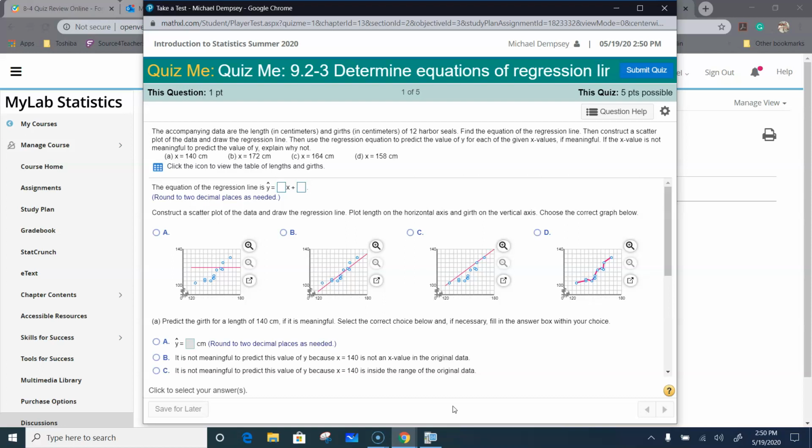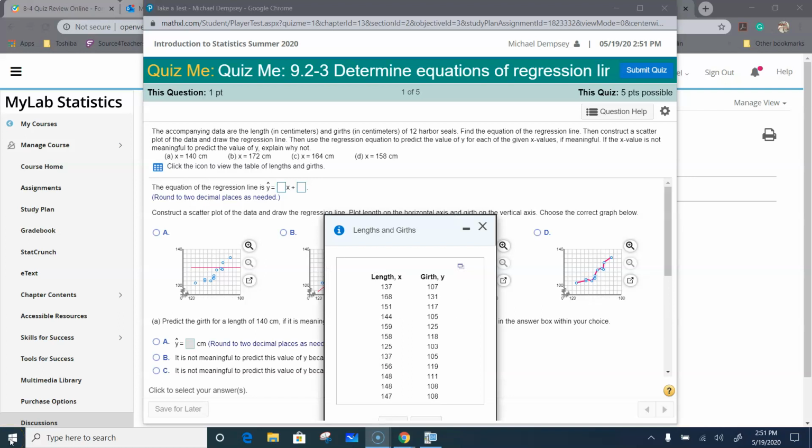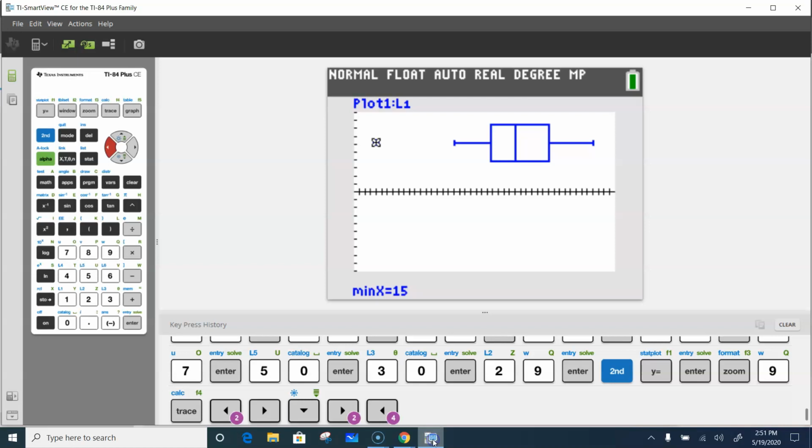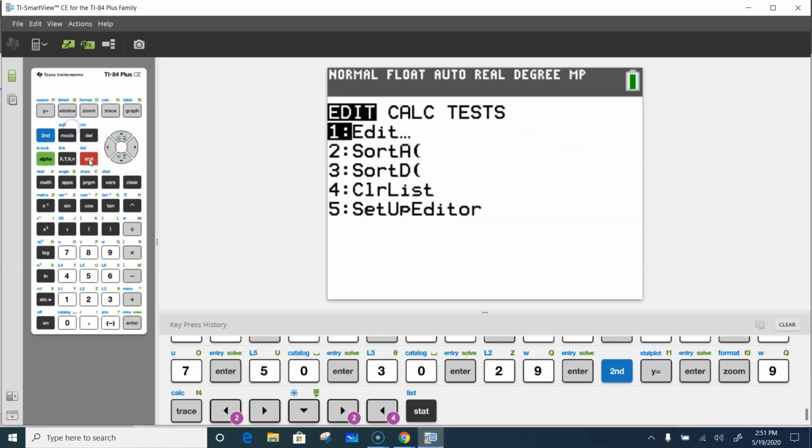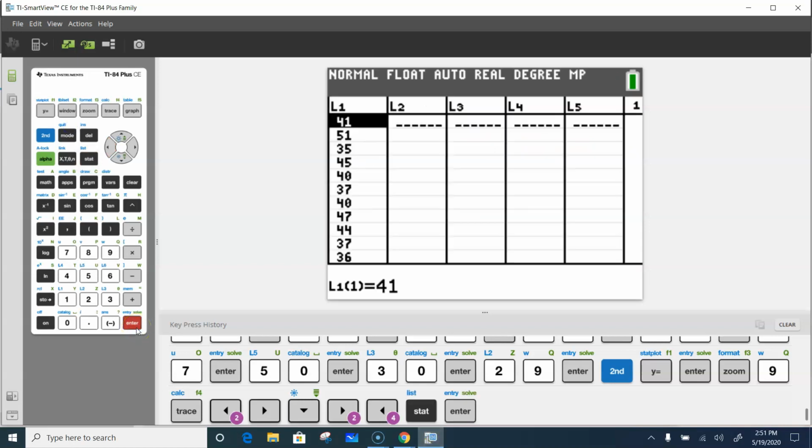Okay. So we want the equation of the least squares regression line here. So we're going to need to use our calculator for this. This will take a little bit of time to put into my calculator, but length is going to be x and girth is going to be y. So I'm going to need 2 lists for this. So we go to Stat, Edit, and I'm going to clear this first list.